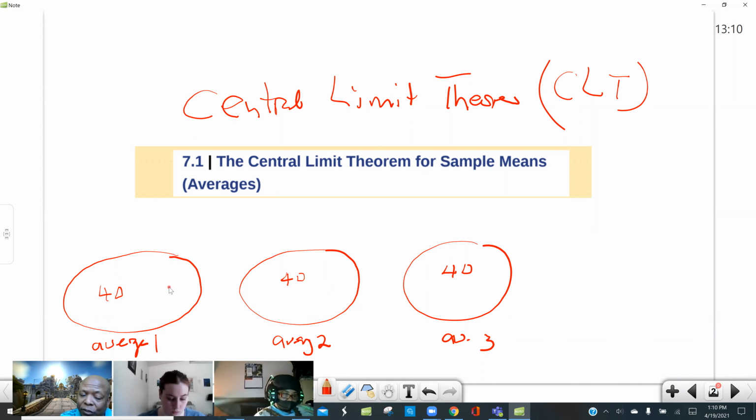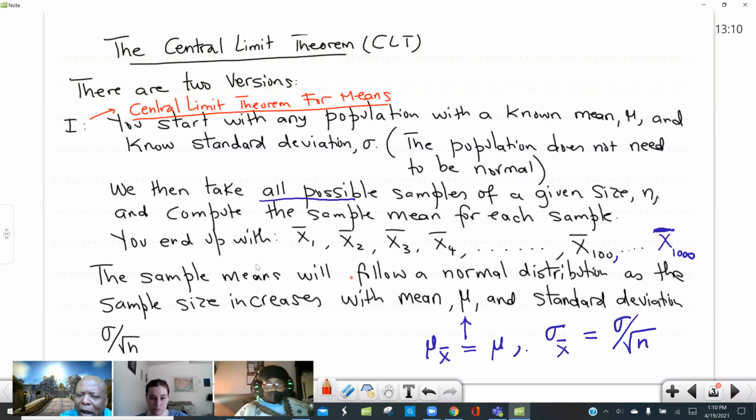If these are ages, you find the average age. If these are heights, you find the average height. If you are tracking down IQ scores, you find the average IQ score for each group. And so the question is, how are these averages behaving? Can we say something about these averages?